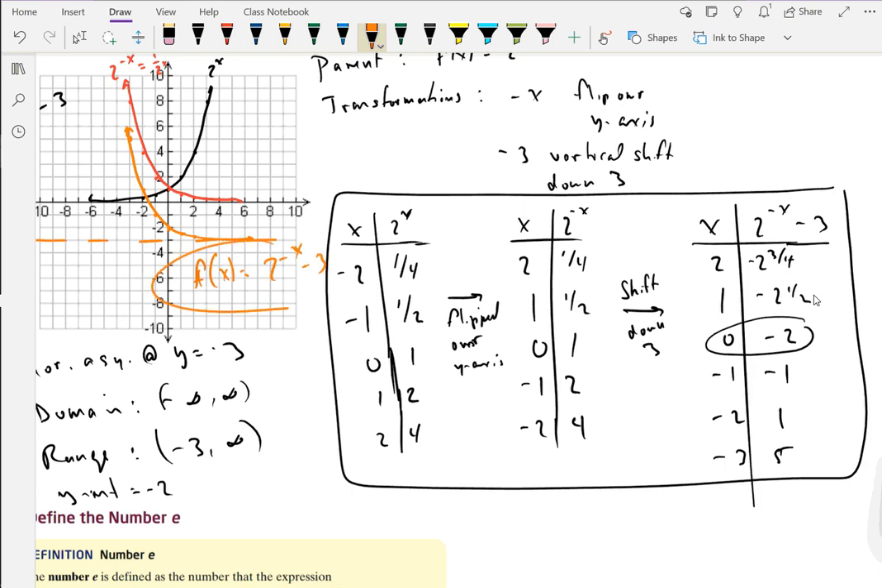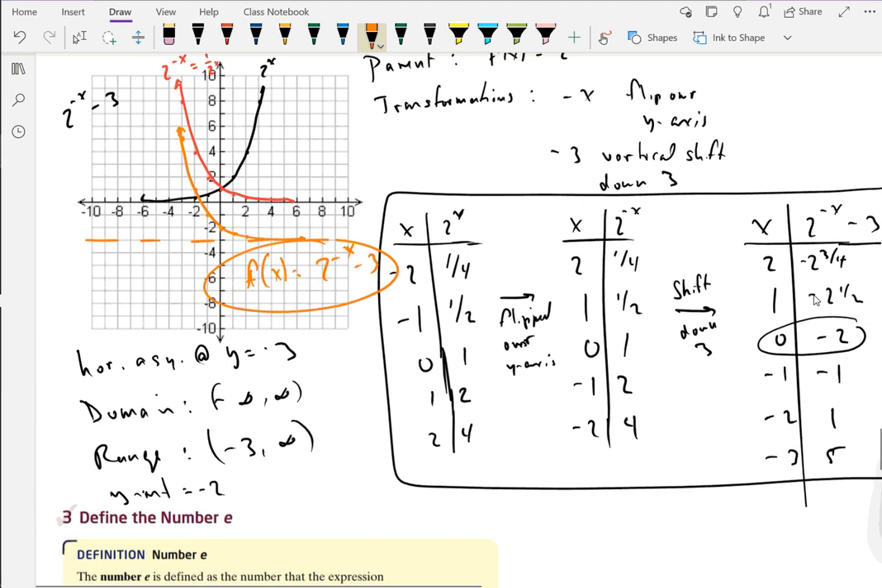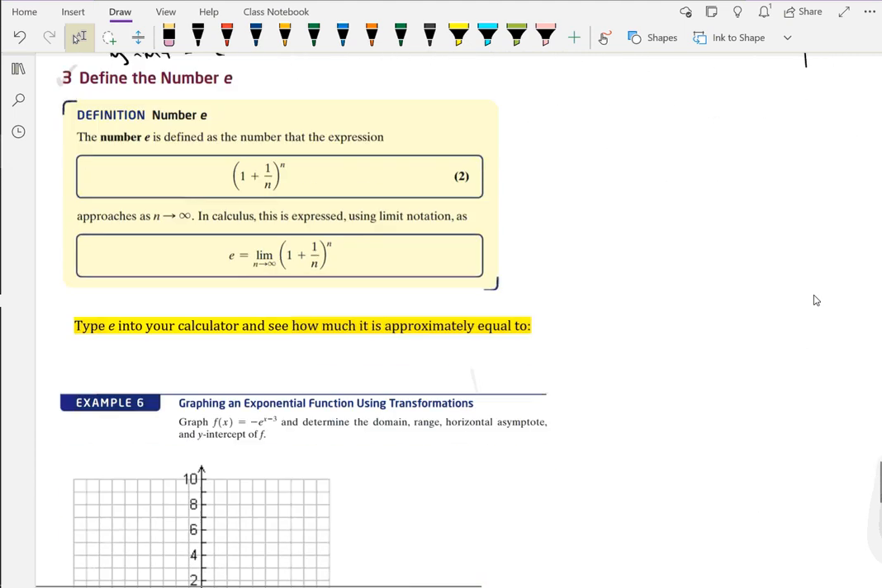So that was that last graph there. When we get into our exponential functions, there is another common element that comes up, and that's the number e.